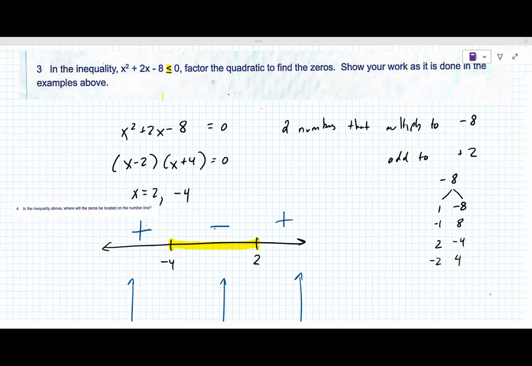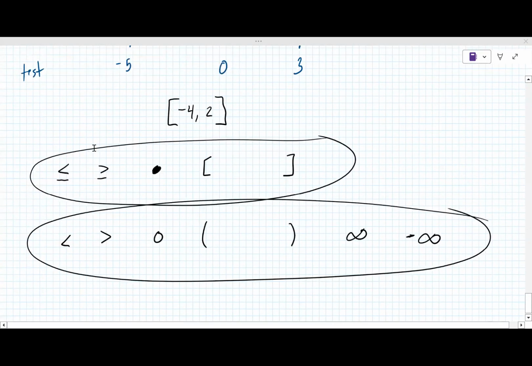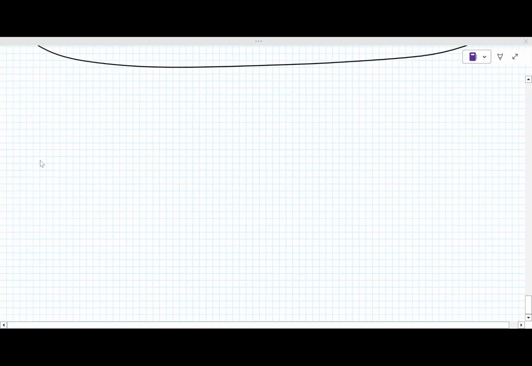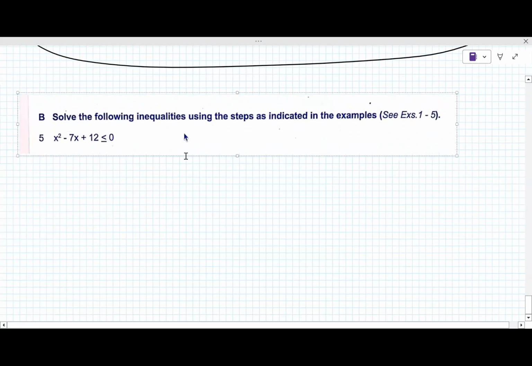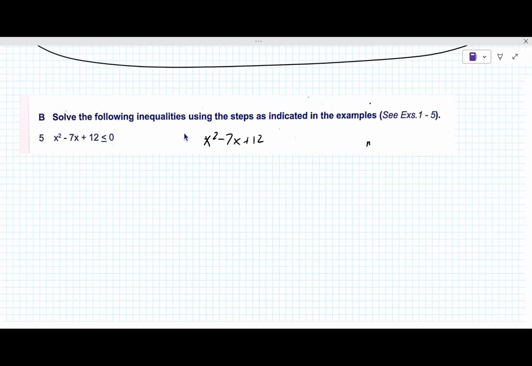Okay, move on to number 5. Nice thing about 5 and 6 is they're really similar to the ones we've just done. So number 5 here, you're going to first factor this thing. You're going to factor x squared minus 7x plus 12. So you're looking for two numbers that multiply to 12, but then add to minus 7. Okay. So multiply to the last number, but add to the middle number.